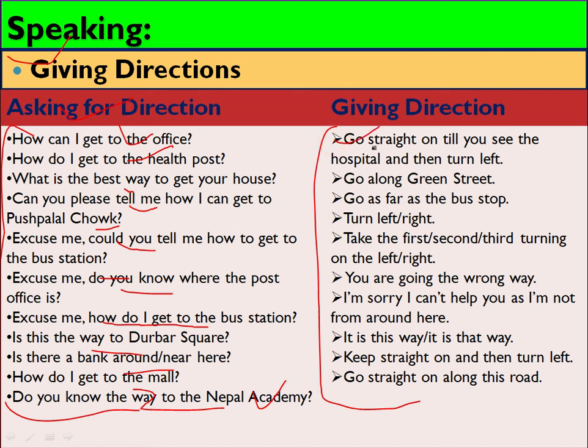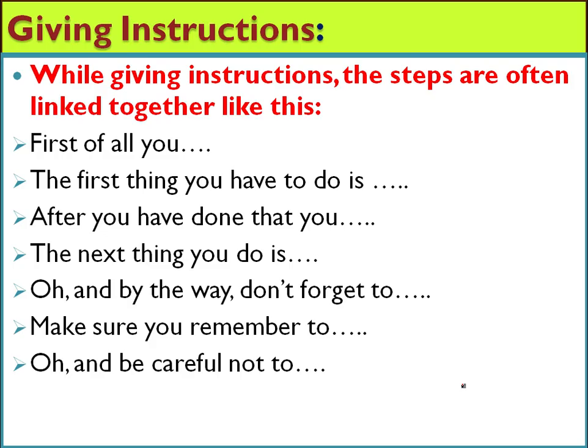Next one, giving directions. Go straight on till you get to the hospital and then turn left. Go along with the green state. Go as far as the bus stop. Turn left or right. Take the first, second, third turning on the right. You are going the wrong way. I am sorry, I can not help you. I am not from around here. It is this way or it is that way. Keep straight on and then turn left. Go straight on along this road. So these are the ways of giving directions, providing directions to the people.